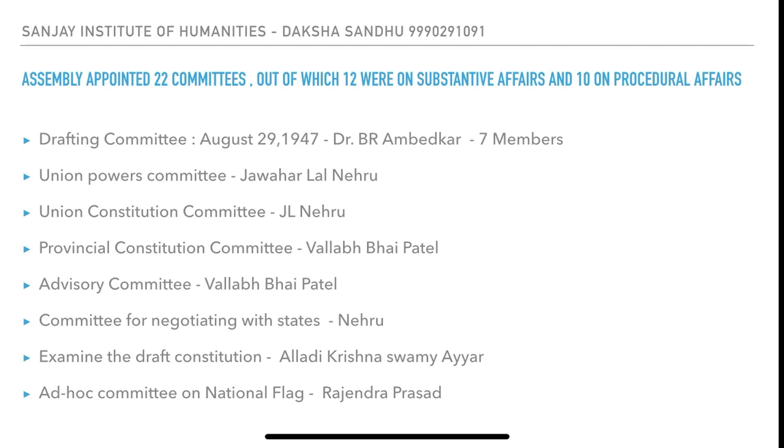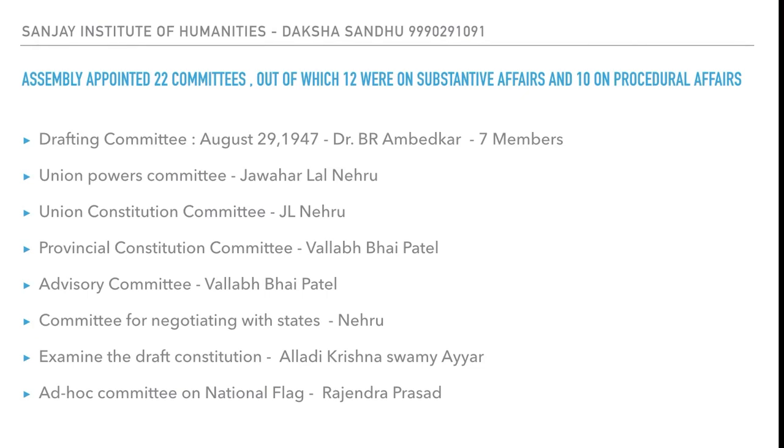So as I stated, the committees of constitution making were in 2 parts. One was substantive affairs and the other was procedural affairs. There were a total of 22 committees, out of which 12 were on substantive affairs and 10 on procedural affairs. So we are going to study the major committees here.